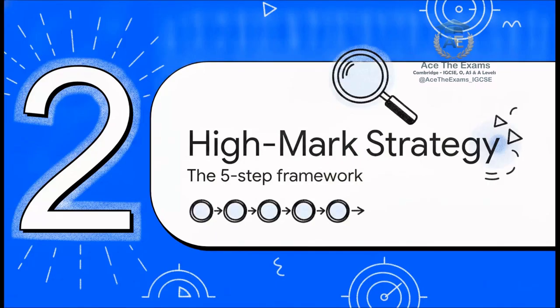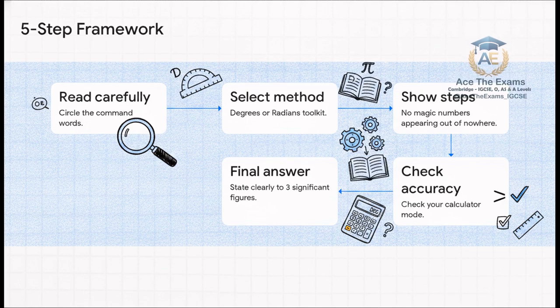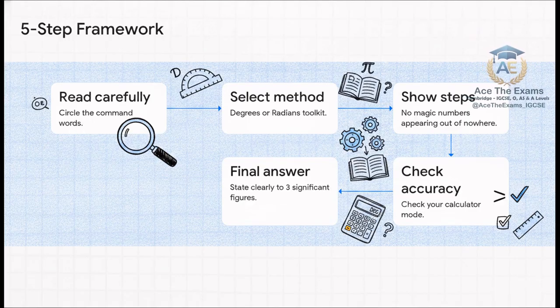Moving on to Section 2, the high-mark strategy framework. In just a moment, I'm going to show you the exact examiner clue hidden in the 0606 exam questions that completely changes your calculation path. But first, you absolutely need this foolproof 5-step strategy framework that makes that clue completely obvious to spot.